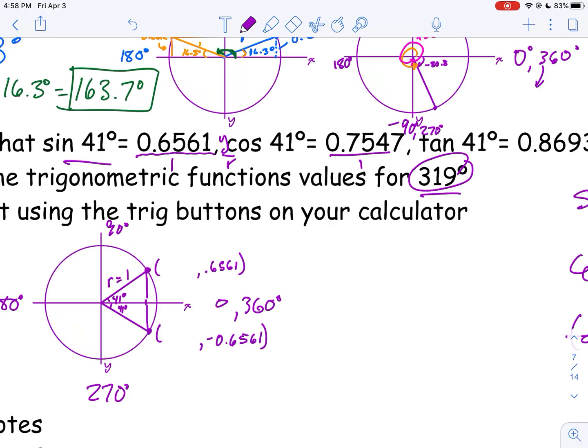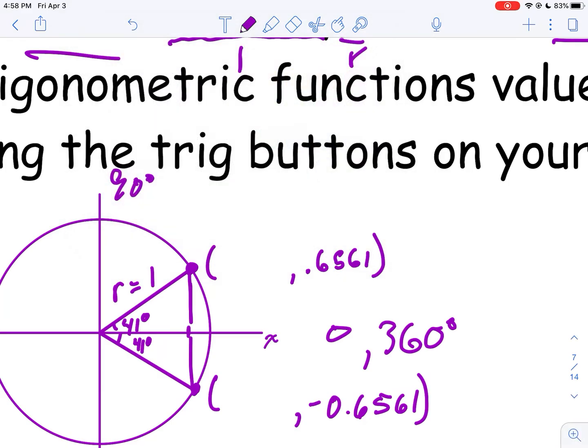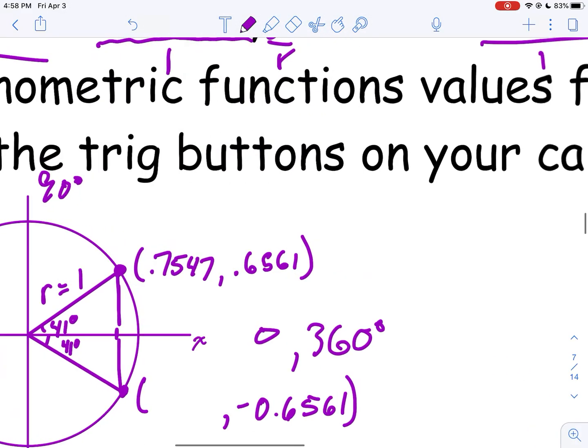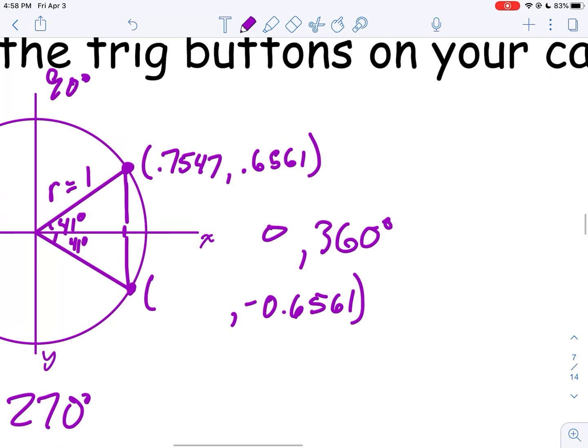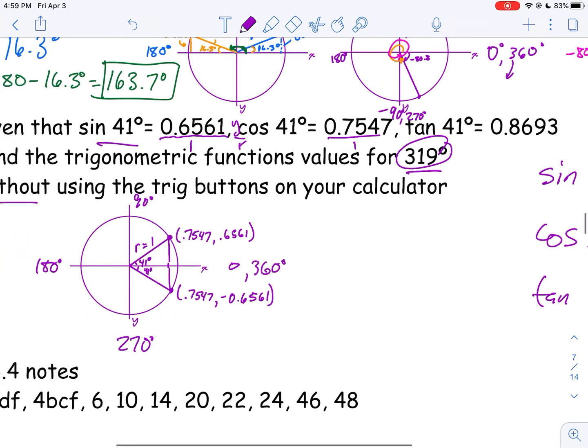Here with cosine, if we make this a ratio, that would be x over r. My x value is 0.7547. What's my x value down here? Well, we said it's the same. It's also 0.7547. What about tangent? Well, it's up to you. You can kind of do nothing with it if you want. Or you can think of this as y over x, but we don't really want x to be 1 here. We would rather use the radius as being 1. So we're kind of ignoring this for the moment.